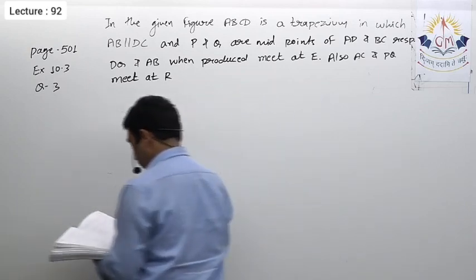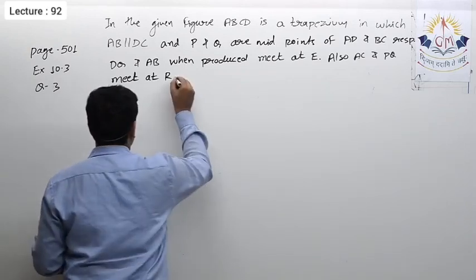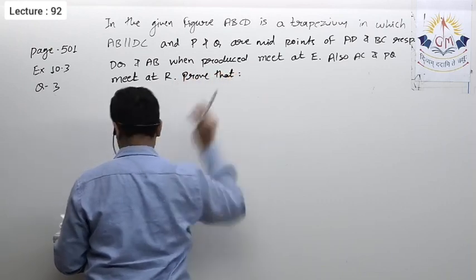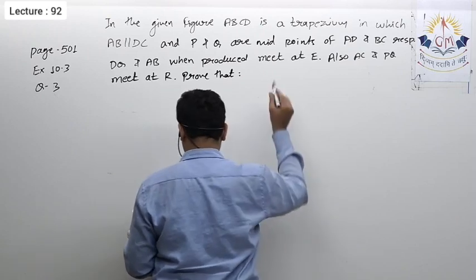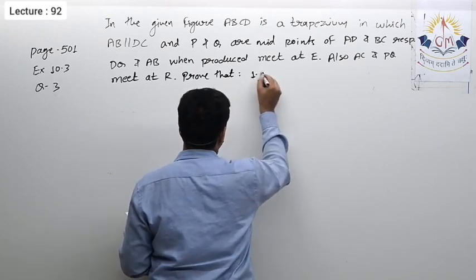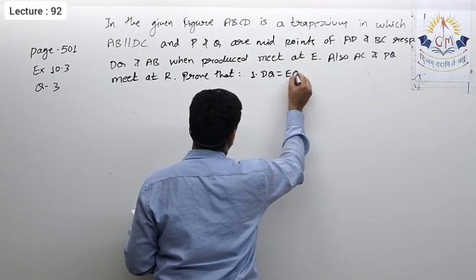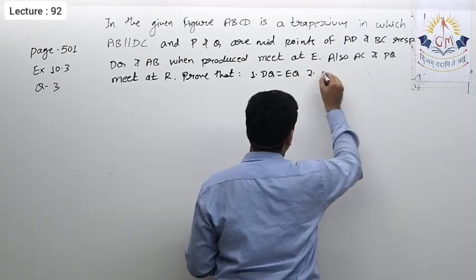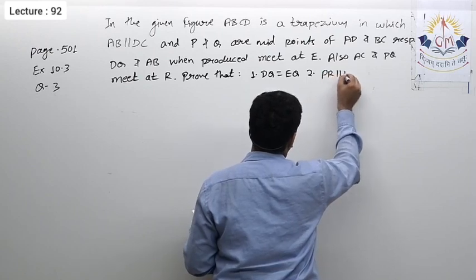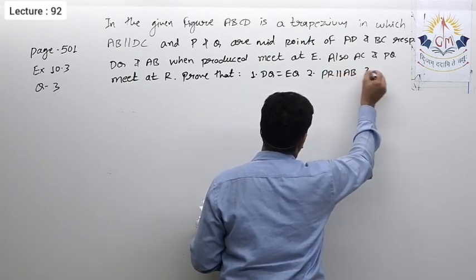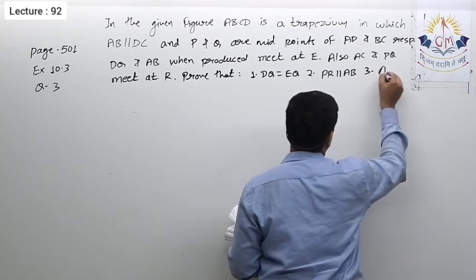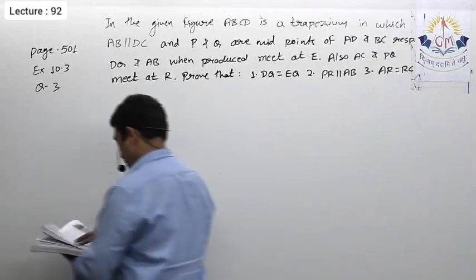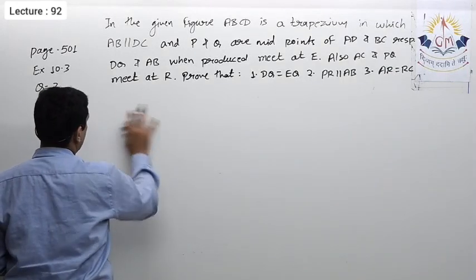Okay, what we have to prove? Prove that DQ equal to EQ, PR parallel AB, and third, AR equal to RC. So ABCD is a trapezium.